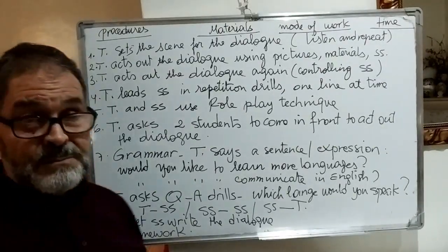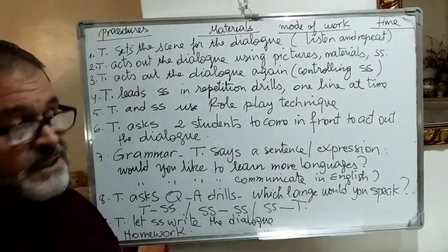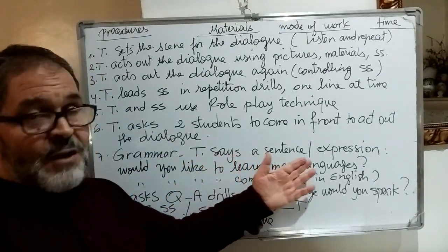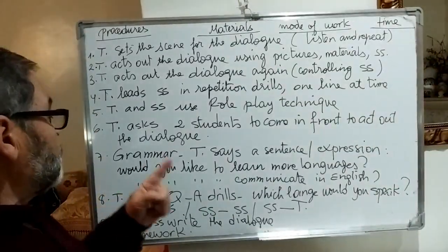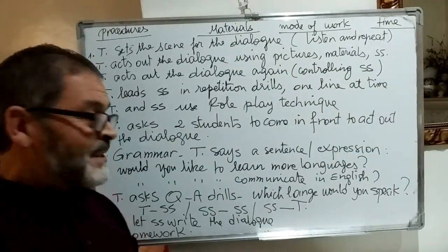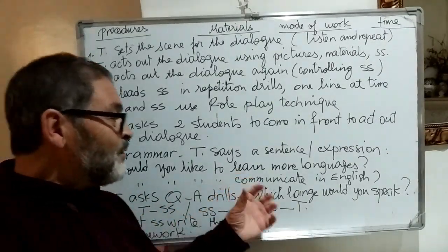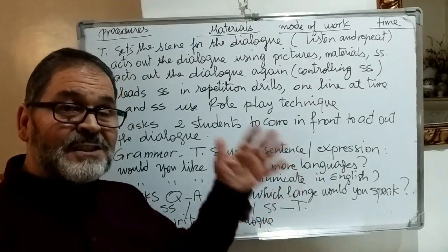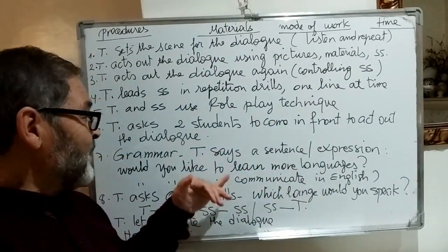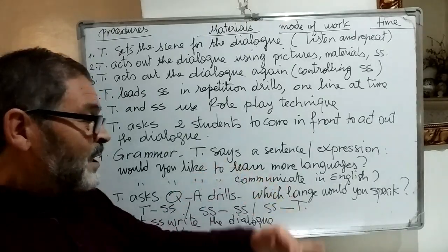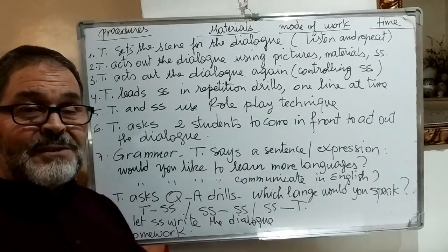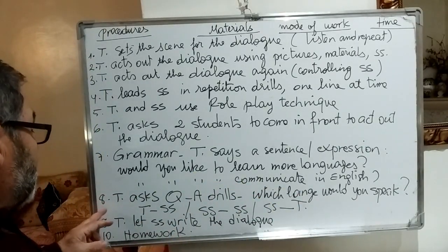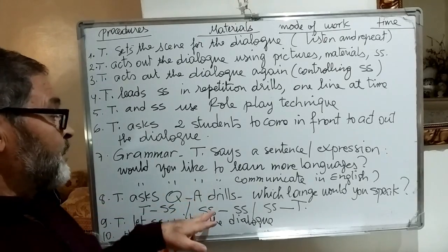And number 7, we move to grammar, if there are grammatical structures to present. So grammar, here in the dialogue the teacher says a sentence or expression. Would you like to learn more languages? Would you like to communicate in English? So this is substitution drills. We give a substitution phrase. We change learn more languages to communicate in English, contact English people, contact tourists, and so on. So we use drilling.